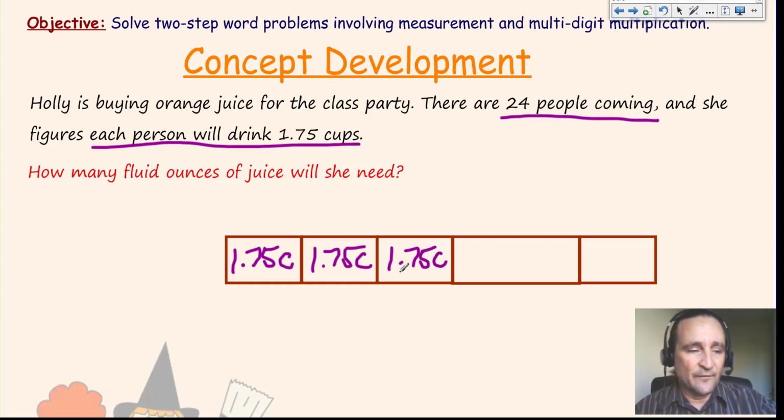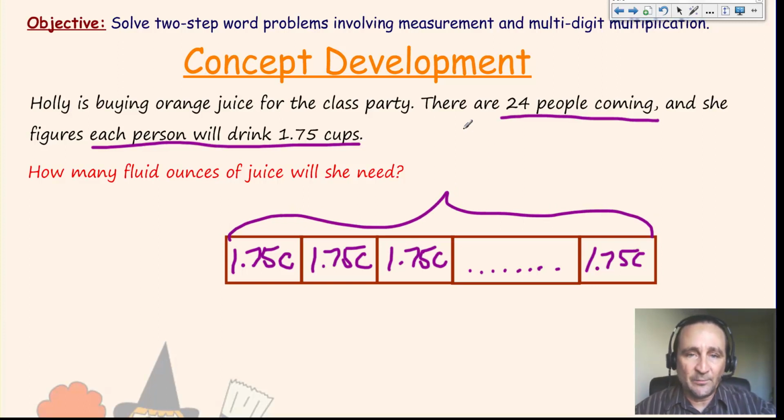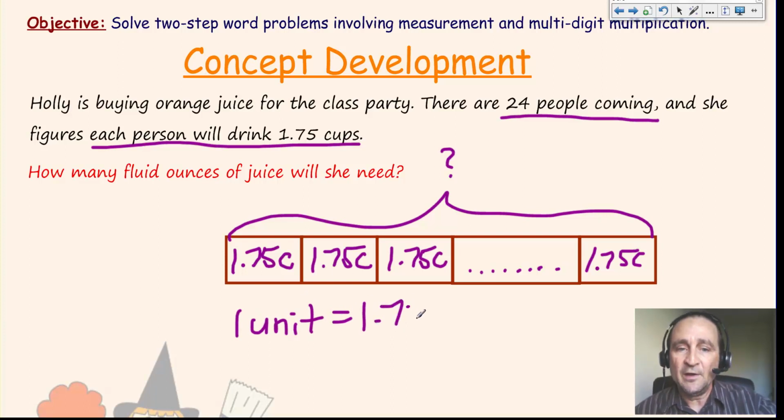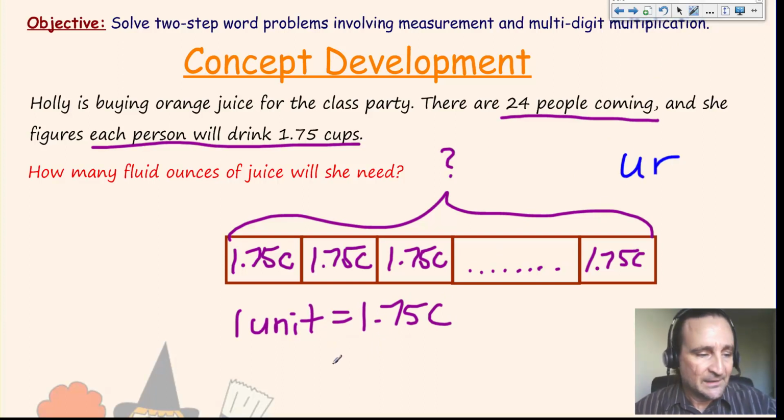Now I can't do all 24. I wouldn't have all the room, so I'll just do dot dot dot, and then of course it's going to end at 1.75 cups. This bracket would refer to the entire amount of cups I'm going to need, which we don't know. But what we do know is that 1 unit, which is one person, is going to be 1.75 cups. And to determine how many cups we need for 24 people, we'd be doing some multiplying.